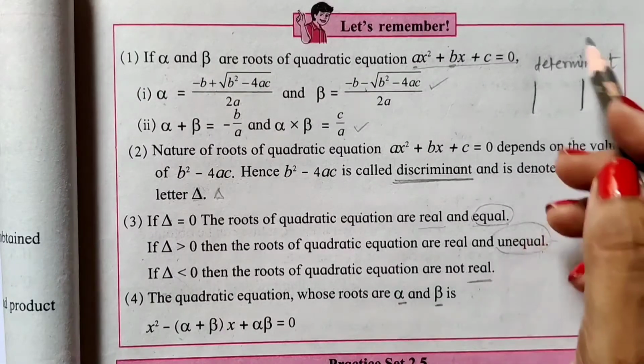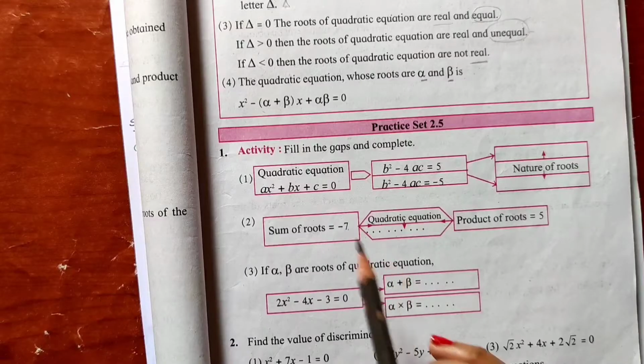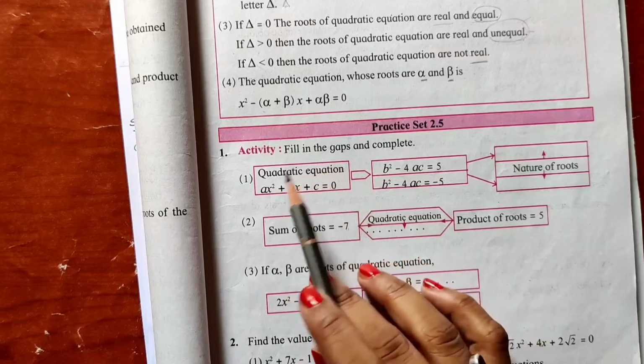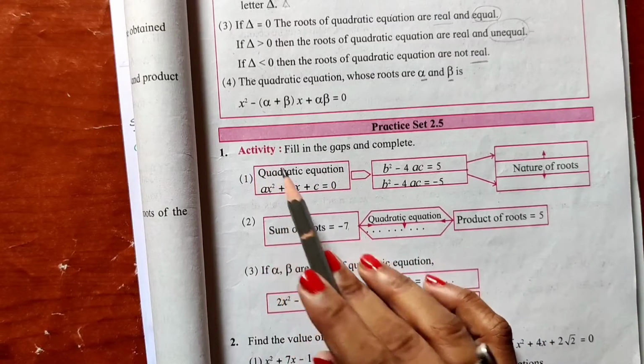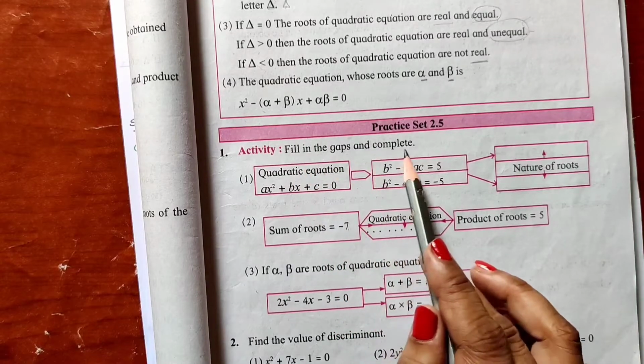So, based on these concepts, we are going to solve practice set 2.5. Okay, now let us solve this question number 1. This is an activity based question. We can see 3 activities are there. Fill in the gaps and complete.